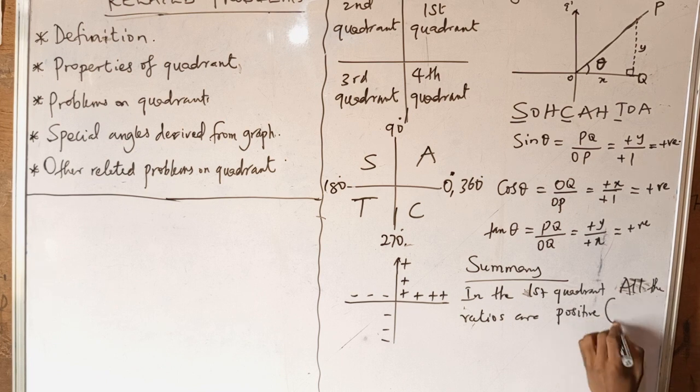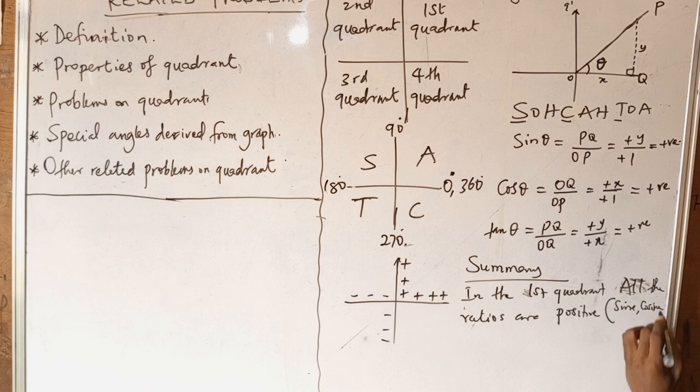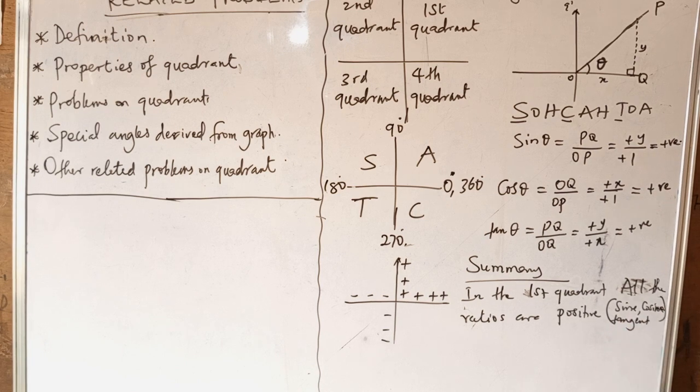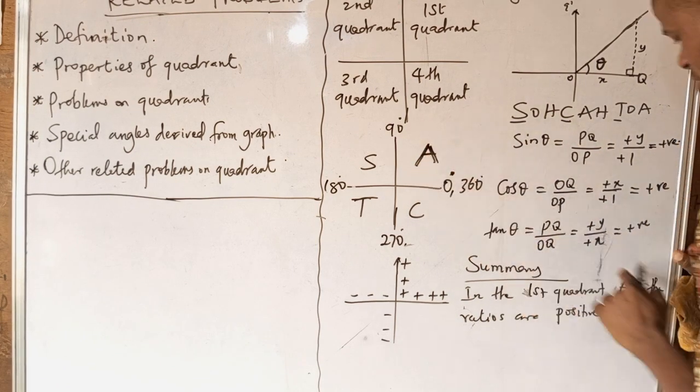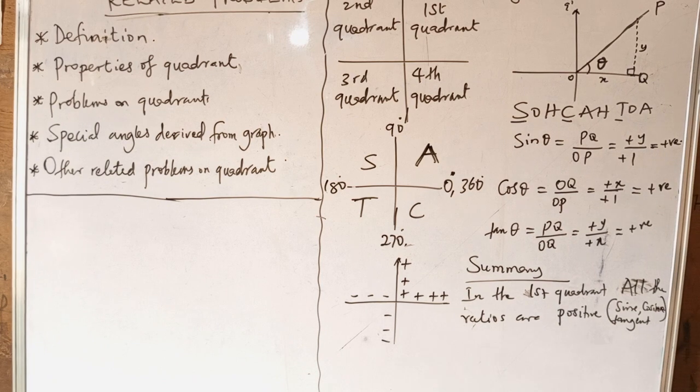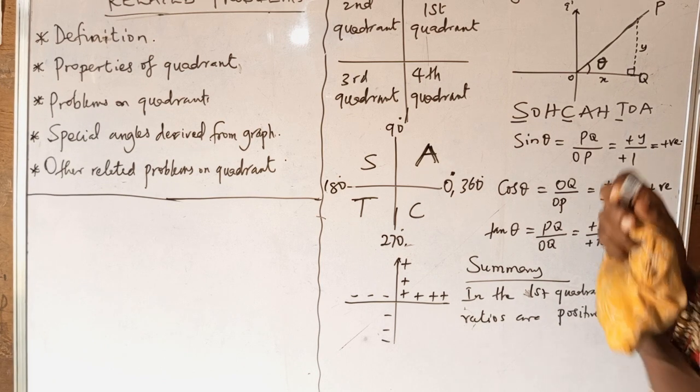And what ratio are we talking about here? That is your sine, your cosine, and your tangent. So that is how we arrive at the letter A, which represents the word "all" for the first quadrant. Now let's move to the second quadrant.